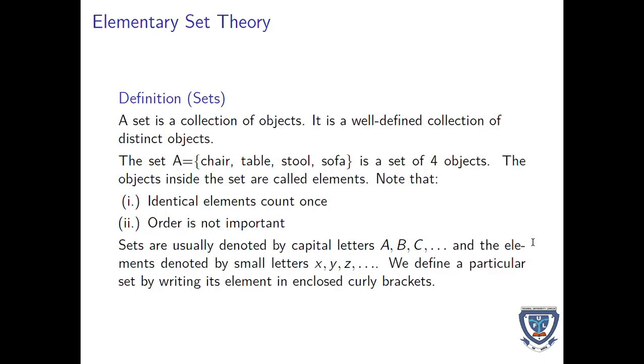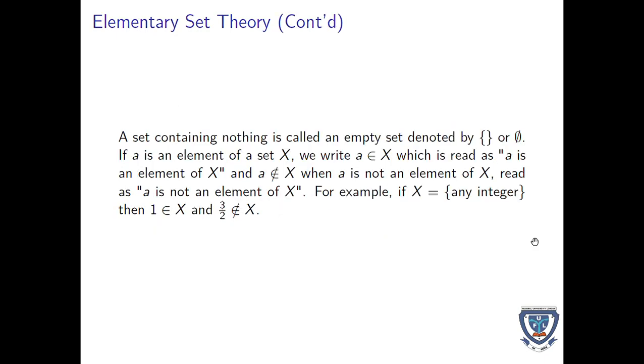Sets are usually denoted by capital letters, for example A, B, C, and the elements of the set are denoted by small letters, like x, y, z. We define a particular set by writing its elements enclosed in curly brackets. Now, a set containing nothing is called an empty set and is usually denoted by two braces or the notation for an empty set.